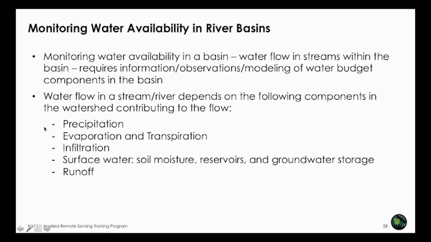One is precipitation, which is the source. Then evaporation and transpiration, which is a loss of water to the watershed, as water goes into the atmosphere. Infiltration, that water is lost to the surface. It goes either into the subsurface soil or to the aquifer or groundwater level. And then surface water, which is soil moisture and reservoirs. And groundwater storage also has to be known. And runoff is the water that runs off land into the stream and eventually out of the watershed or sub-basin.